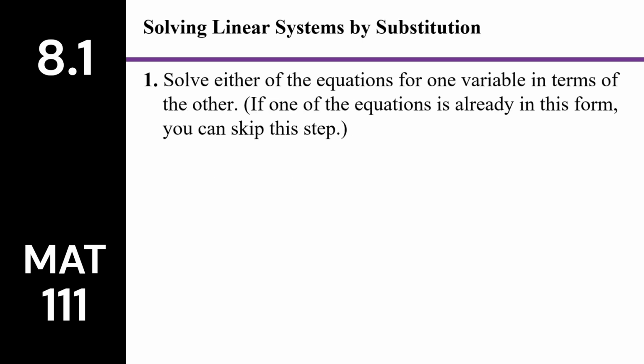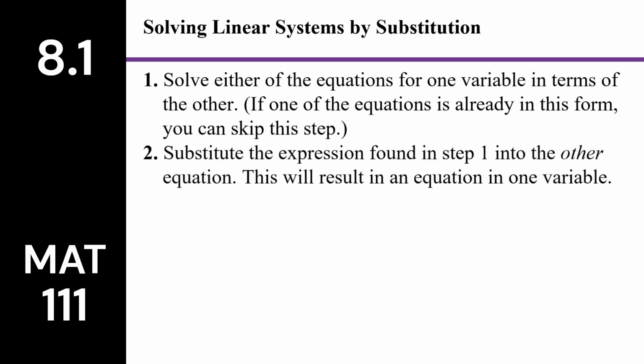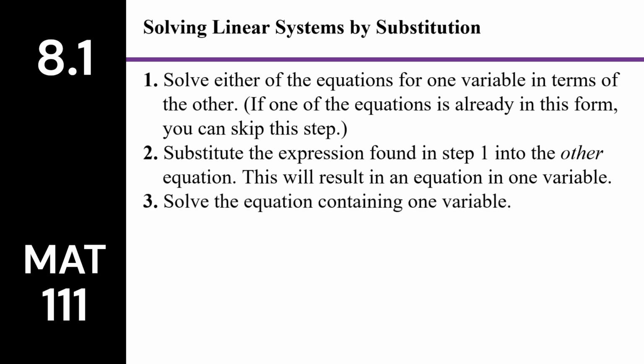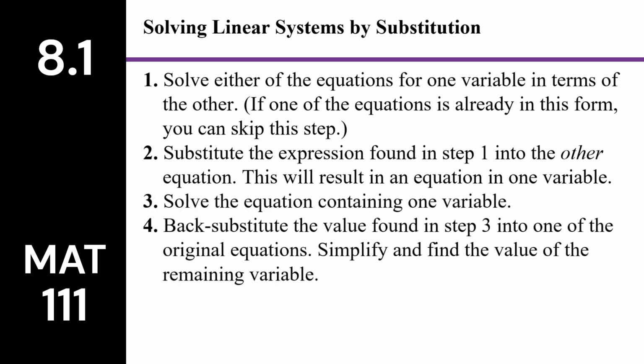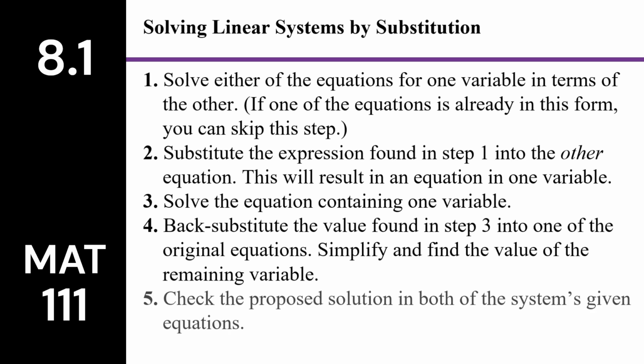The first step in the substitution method is to solve either one of the equations for one variable in terms of the other variable. Then we'll substitute what we found in step 1 into the other equation, and this will result in an equation with only one variable. We'll solve that equation for that variable, and then we'll take the value that we found in step 3 and back substitute into either of the original equations, and this will give us the other variable. Finally, we'll check our proposed solution in both of the system's given equations.